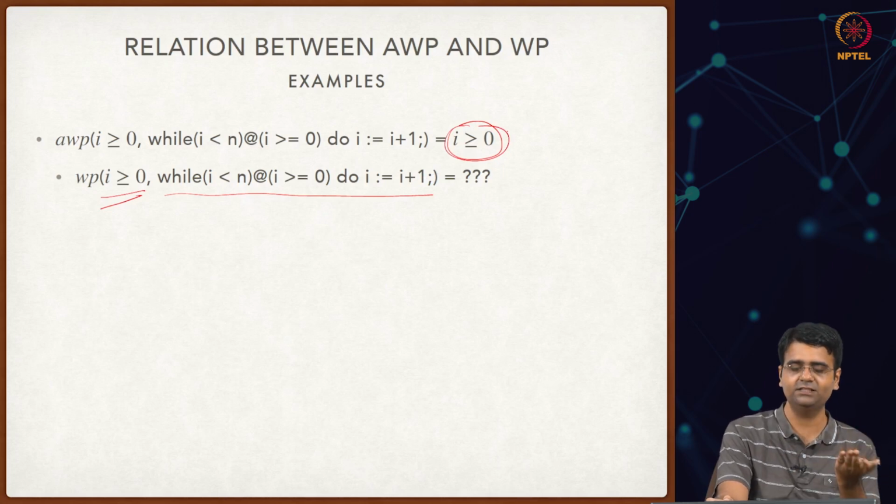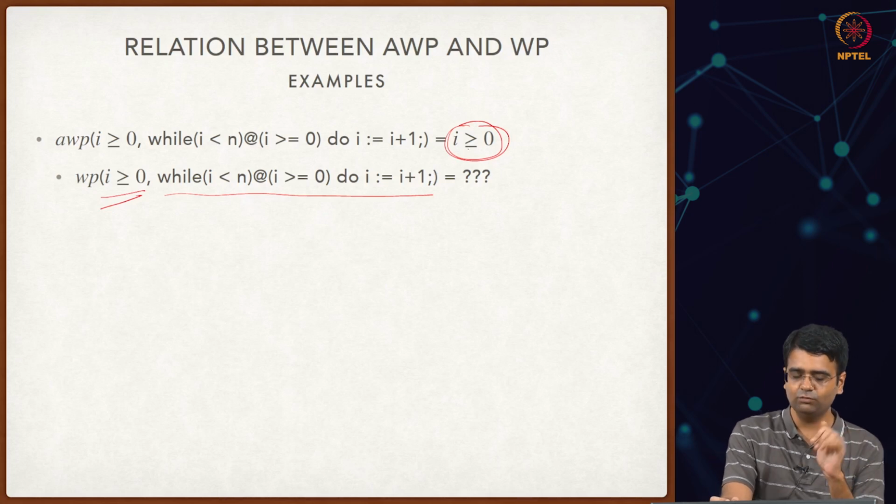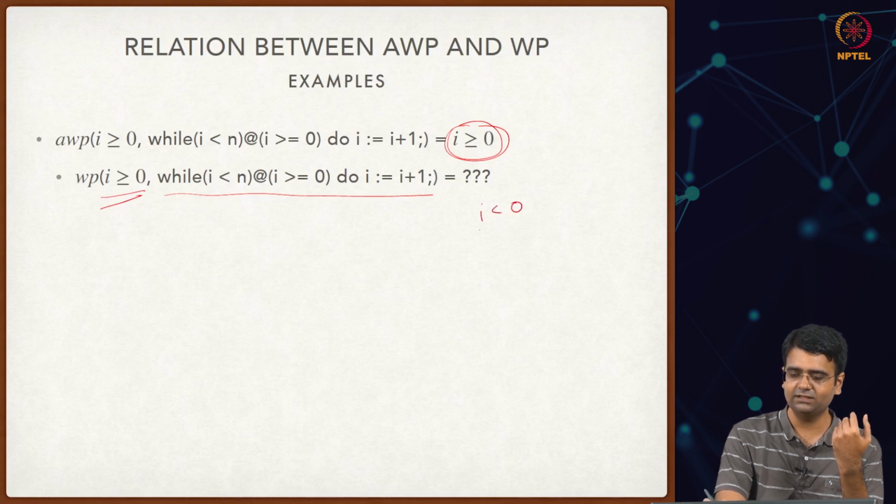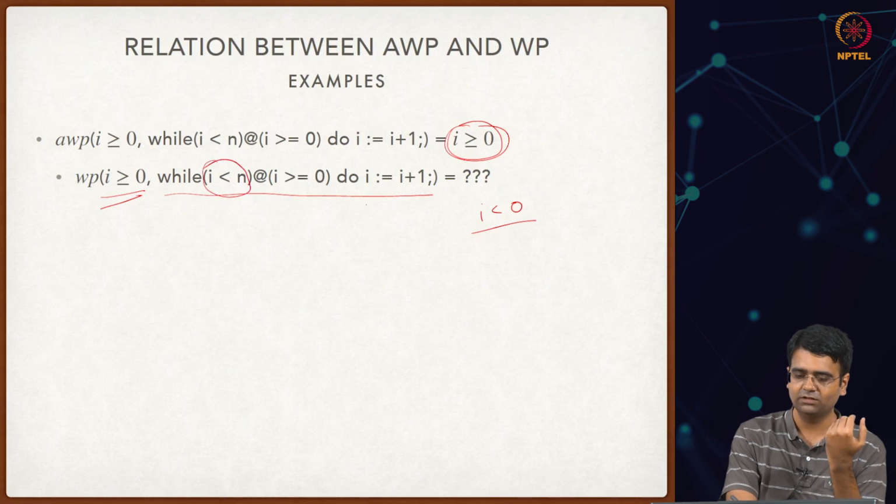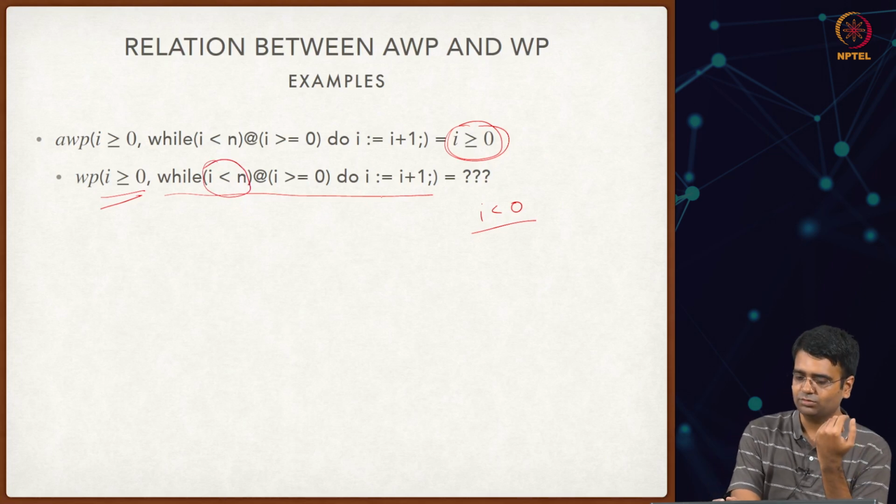So are there any other states from which I can start, such that when the loop body terminates, the value of I will be greater than or equal to 0? In fact, as you can see, even if I start in a state where I is less than 0, as long as the value of I is less than n, this loop body is going to execute. So when will this loop terminate? This loop will terminate when I is equal to n.